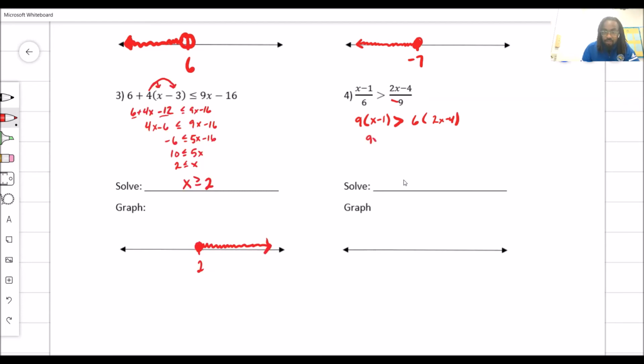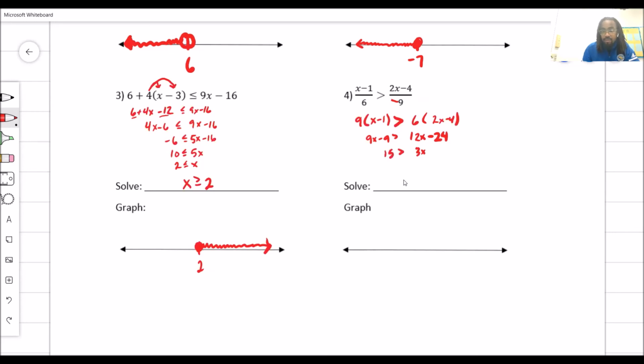So now as I distribute, I have 9x minus 9 is greater than 12x plus 24. Or no, it's minus 24. And that is the importance of being organized. 12x minus 24. All right. So now we're solving it, variable on both sides. I'll subtract 9x from both sides. That gives me 3x. I'll add 24 to both sides. That gives me 15.